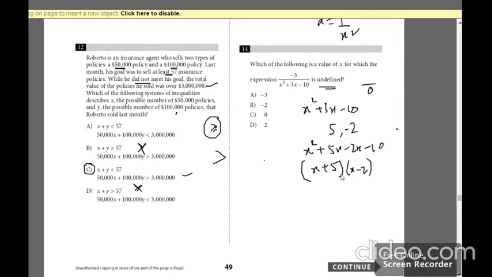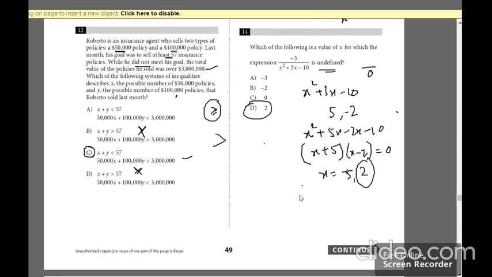So what we'll get is x plus 5 and x minus 2. Upon equating with 0, we are going to get x as negative 5 and 2. Now look at the options, because for these two values it's undefined. So the option here is positive 2, which we get after factorizing. It means for d equals 2, if you substitute, the expression is undefined. That's what your option is.